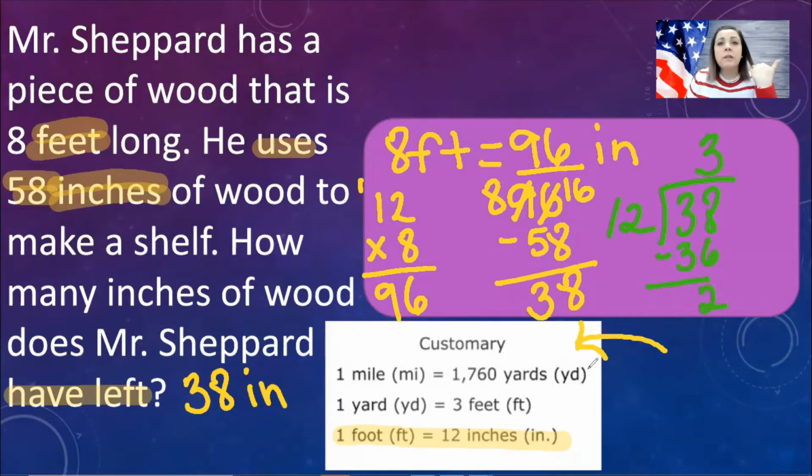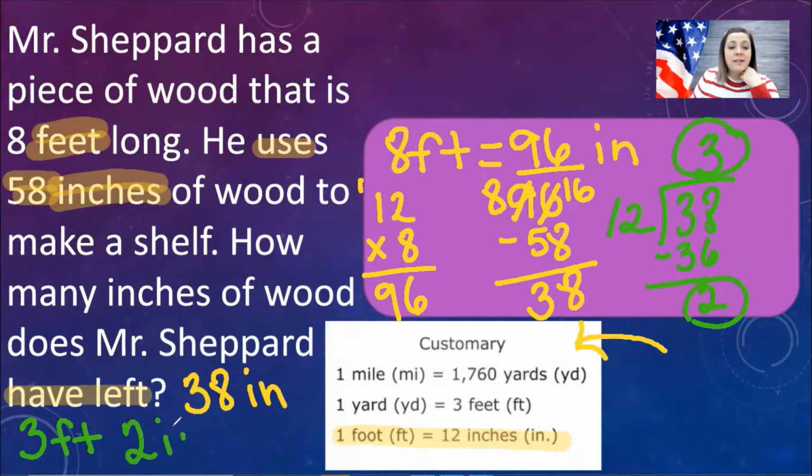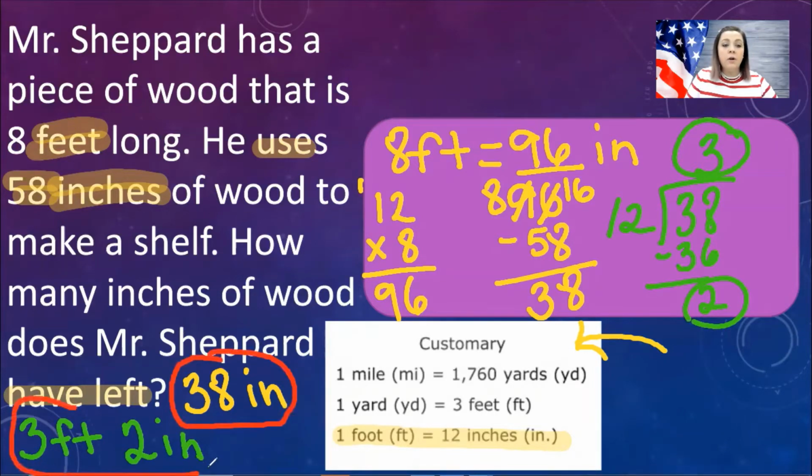left over. So we could also say that Mr. Shepherd has 3 feet and 2 inches of wood left. So these two are the exact same amount, 38 inches or 3 feet 2 inches. We're just writing it in 2 different ways. Did that make sense? Good. Let's try another one.